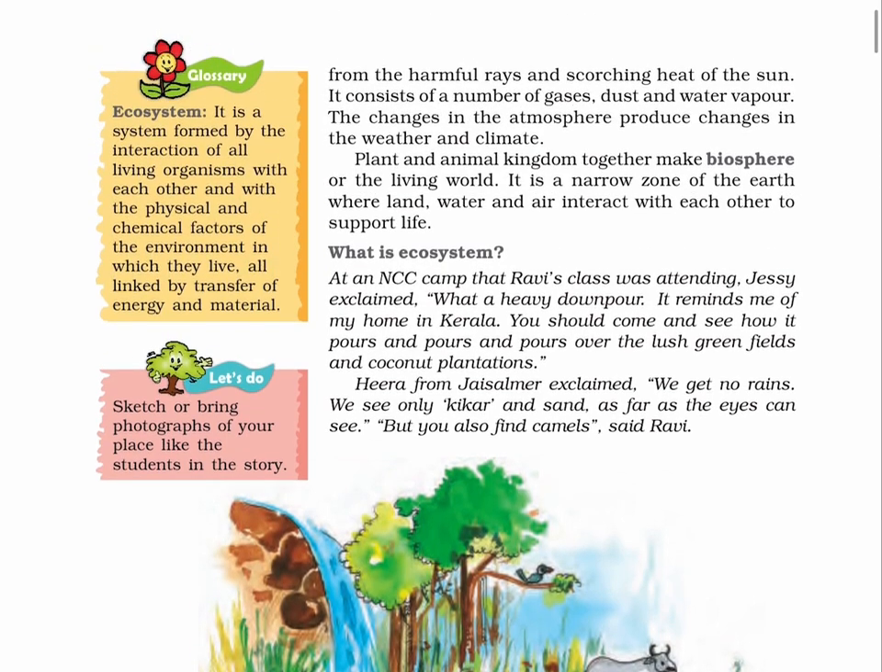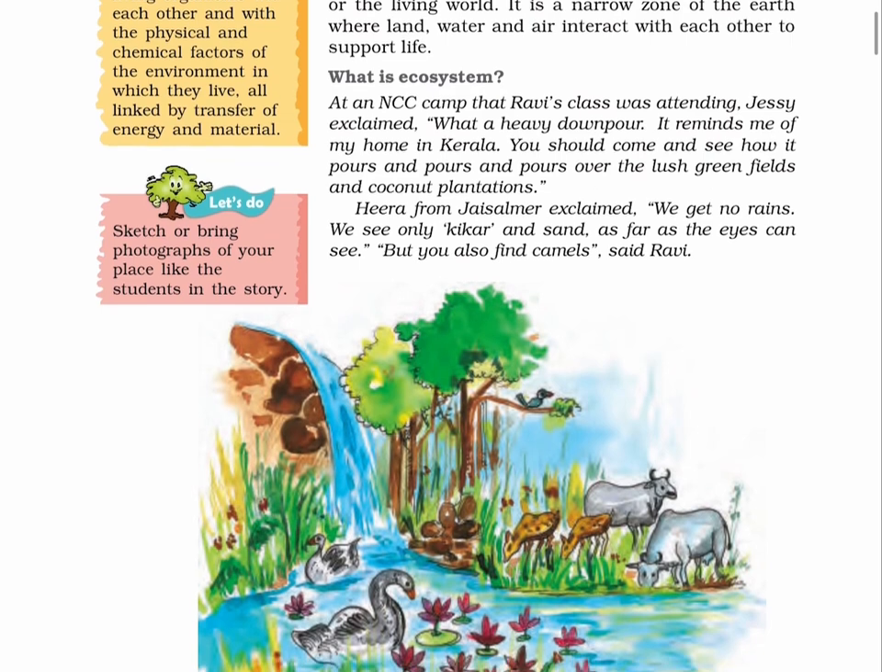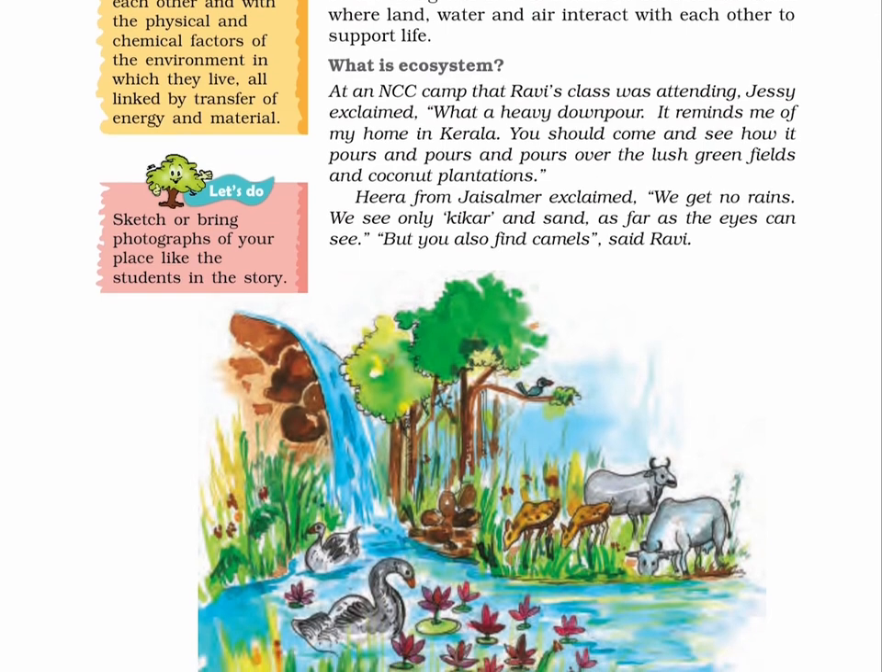What is ecosystem? At an NCC camp that Ravi's class was attending, Jessie exclaimed, "What a heavy downpour! It reminds me of my home in Kerala. You should come and see how it pours and pours and pours over the lush green fields and coconut plantations." Hira from Jaisalmer exclaimed, "We get no rains. We see only kikar and sand as far as the eyes can see." "But you also find camels," said Ravi.